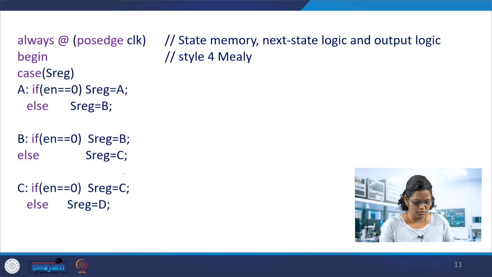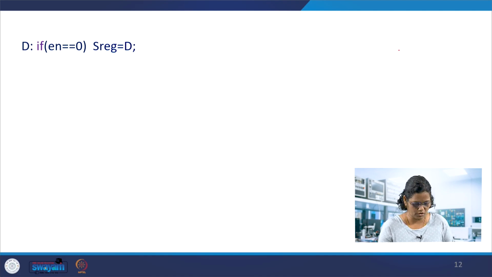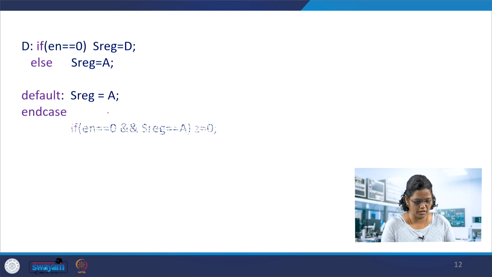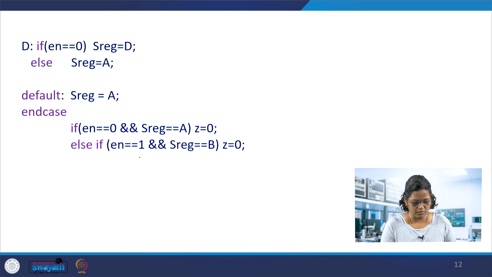So then use blocking assignments. Once the state memory is done and the next state logic is also assigned here, we go into the output logic, after completing the default state and end case. The output logic comes within the same always block. If enable is 0 and SREG is A, then Z is 0. Else if, check this condition of enable and the current state, both, Z equal to 0.